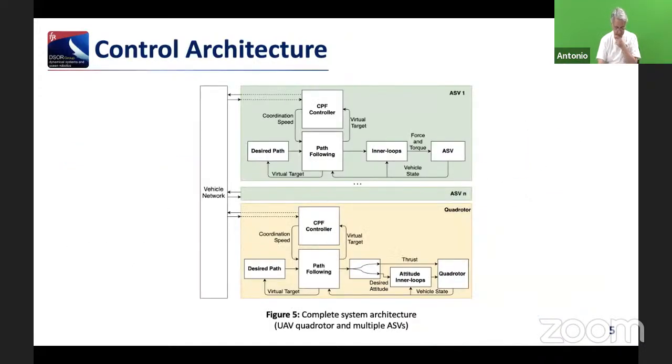There's a control architecture that goes with this, where you have the quadrotor, which has to execute a path following algorithm, and then you have to communicate with the, so this is a quadrotor. There may be more than one autonomous surface vehicle. They are all running path following algorithms, and they talk to each other, and then you run the cooperative path following algorithm.